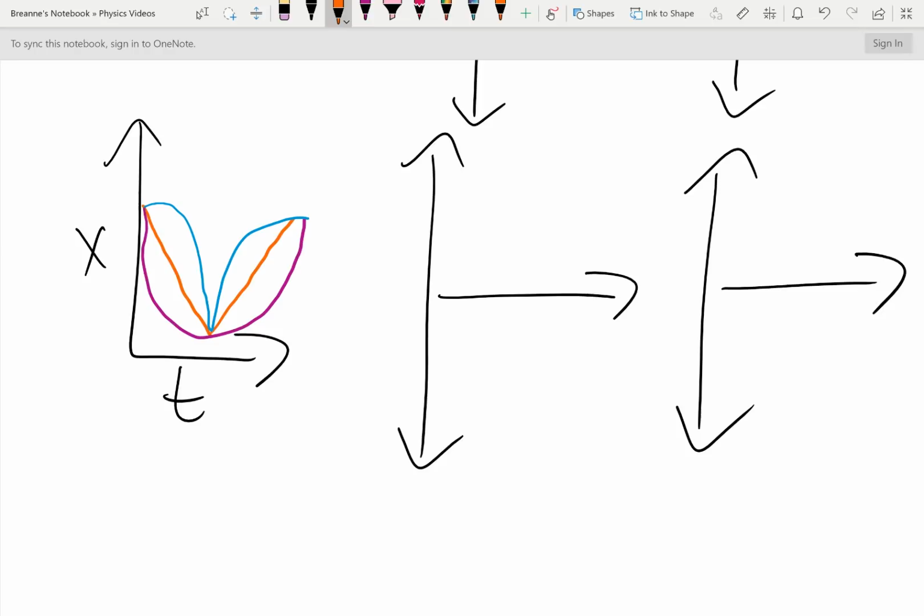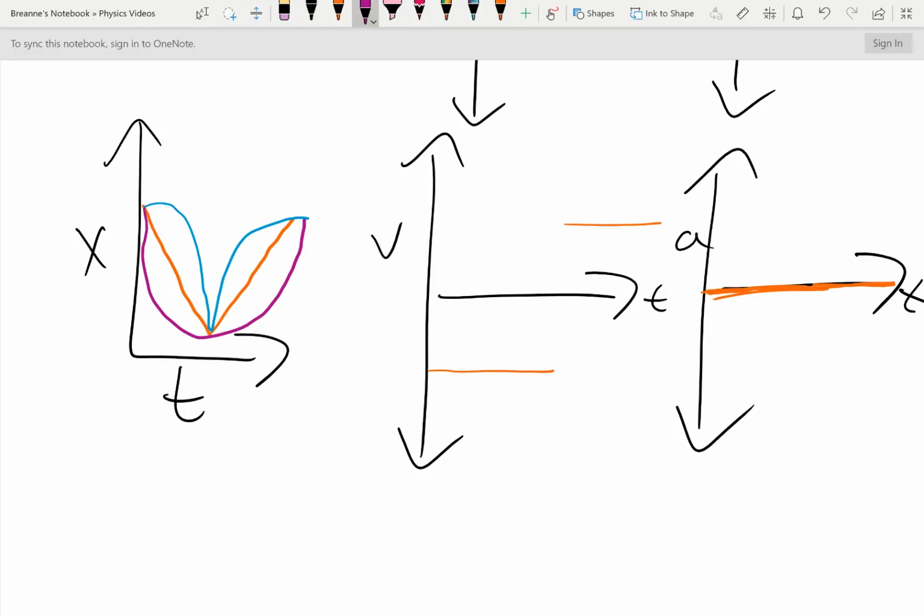Let's go back to the orange. So if it's constant, you have a negative slope and then a positive slope. Negative slope, positive slope. But 0 acceleration because your velocity is constant. This is velocity time, acceleration time.